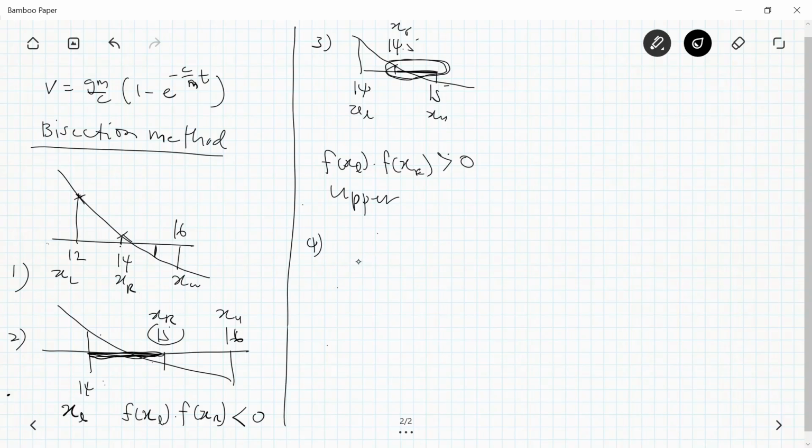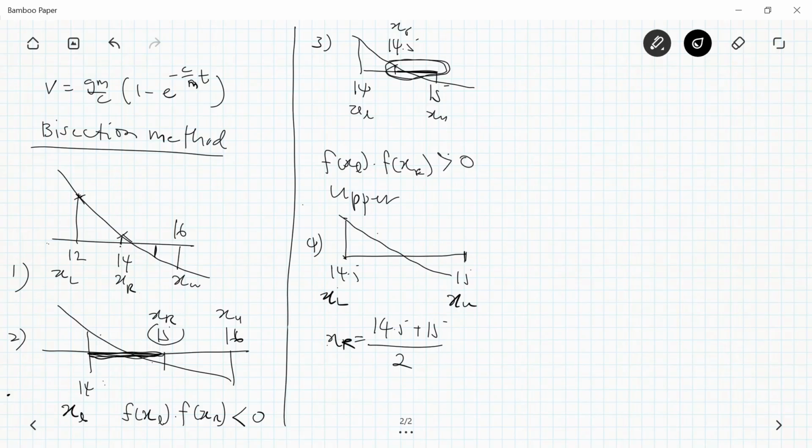So now at the fourth iteration, this is 14.5. This is 15, and we have something like this. So now this is our XL, this is still our XU. So we need to find a new XR. So what is XR? Equal to 14.5 plus 15 divided by 2. So I think you get the idea here, right?